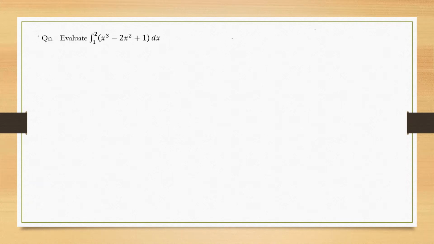The Fundamental Theorem of Calculus Part 2 states that if we know an antiderivative of the integrand, then we can evaluate the definite integral. Now let us solve a problem using this theorem. We have to evaluate the integral from 1 to 2 of x cubed minus 2x squared plus 1. Here the integrand is x cubed minus 2x squared plus 1. We know that the integral of x^n is x^(n+1)/(n+1). That is, we know the antiderivative of x^n. Using this fact, we can solve the above problem.